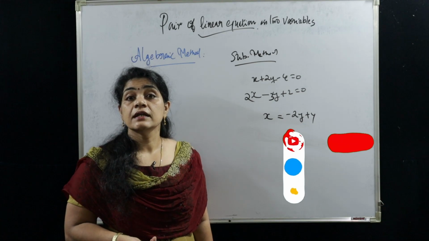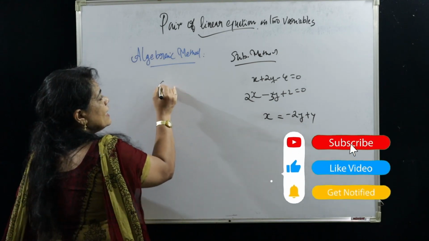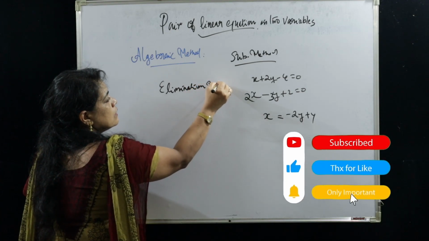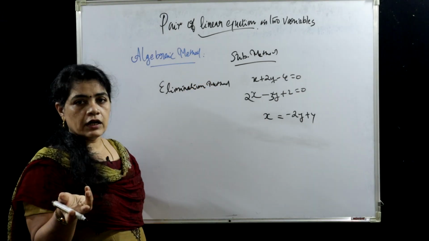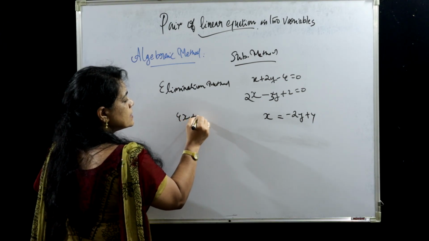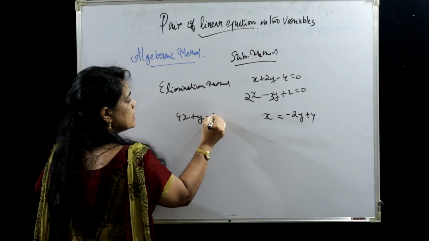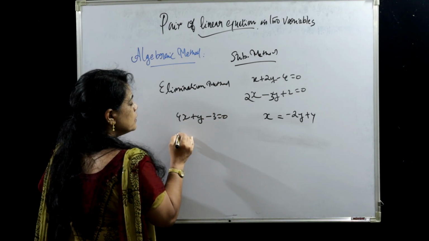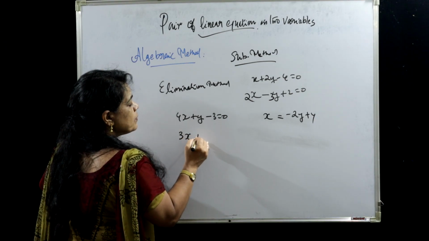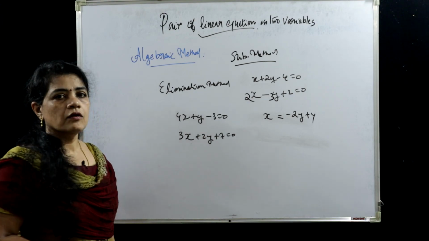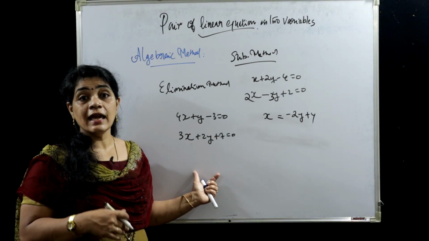So, the second method is the elimination method. What is the elimination method? For that I am giving one pair: 4x + y - 3 = 0 and 3x + 2y + 7 = 0. We have to find x and y by the elimination method.